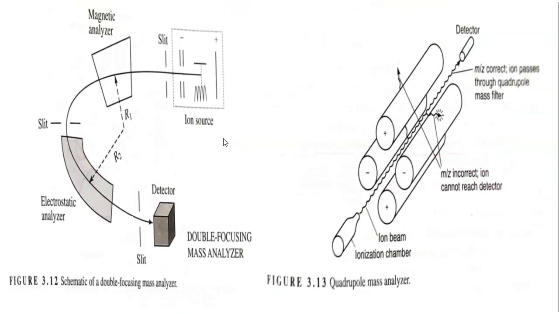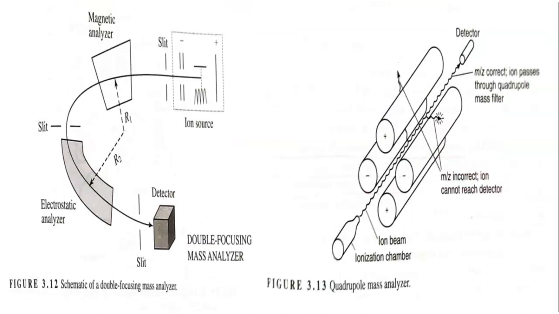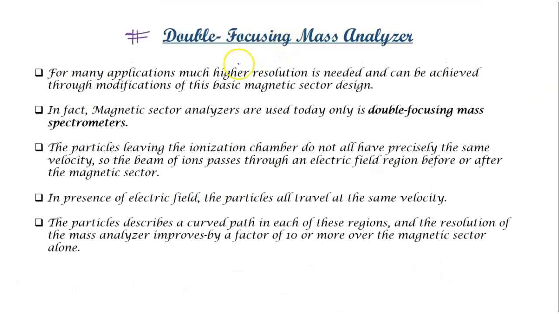Okay, just let me go to the previous slide. Yeah, so this is figure 3.12 that you are seeing over here, the figure of your double focusing mass analyzer. Let's see what it is all about. In many applications, much higher resolution is required, and it can be achieved through a modification of your previous magnetic sector design.